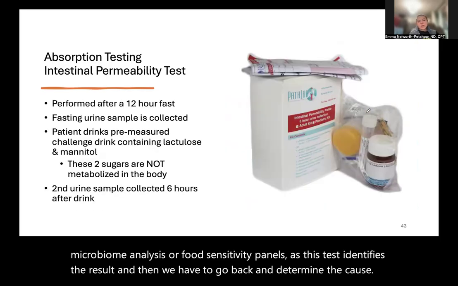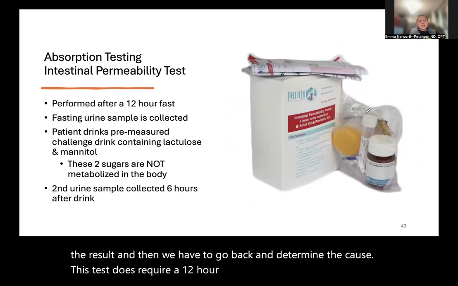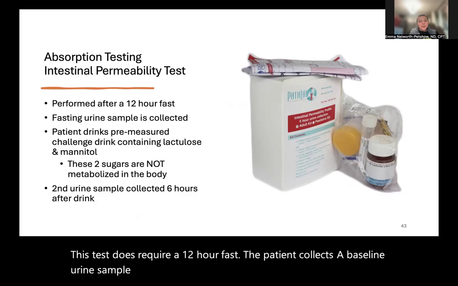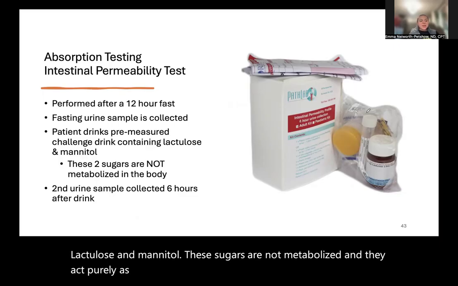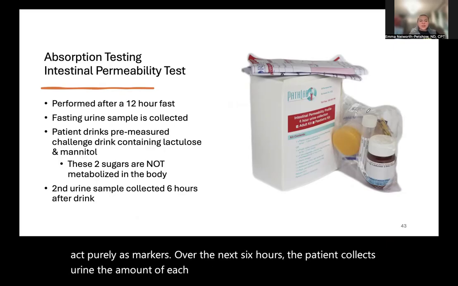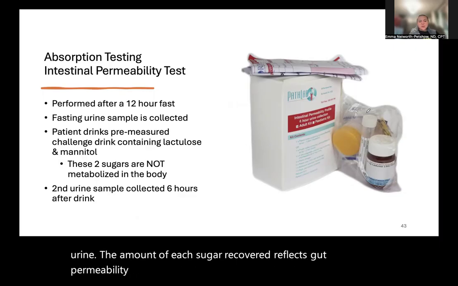This test does require a 12-hour fast. The patient collects a baseline urine sample and then drinks a measured solution containing lactulose and mannitol. These sugars are not metabolized and they act purely as markers. Over the next 6 hours, the patient collects urine. The amount of each sugar recovered reflects gut permeability and absorptive capacity.